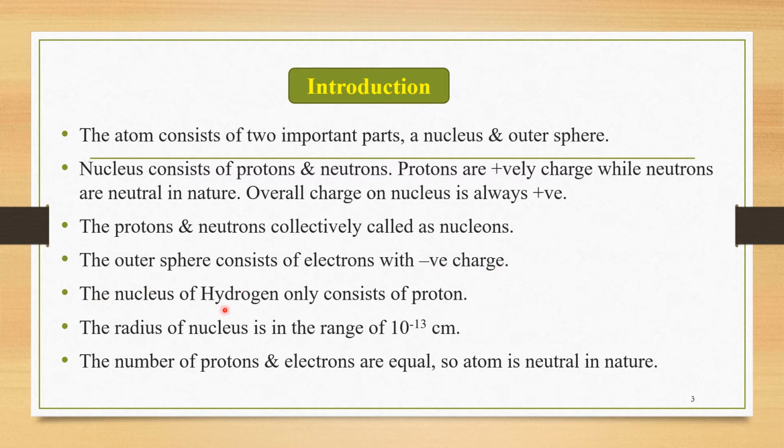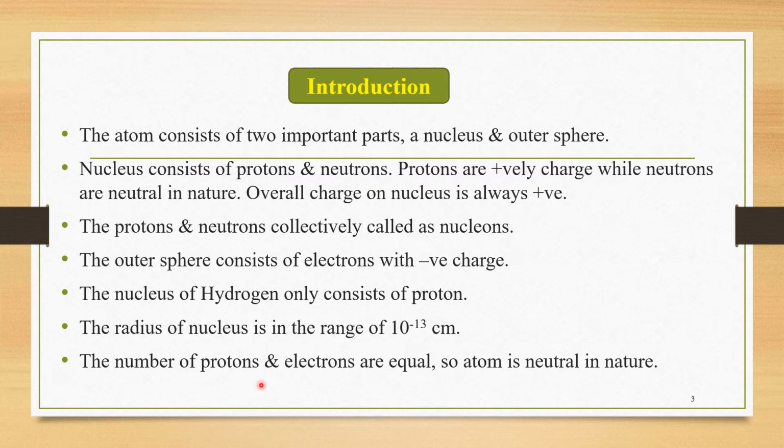The nucleus of hydrogen consists of only a proton. This is the only exception in the periodic table. The hydrogen element has only the proton, it does not have neutrons. The radius of the nucleus is in the range of 10 to the power minus 13 centimeter.